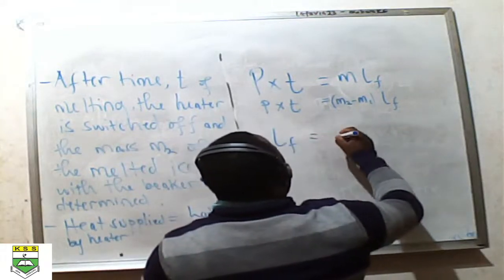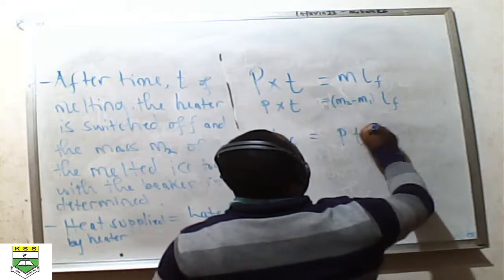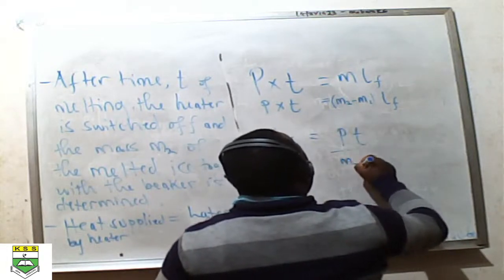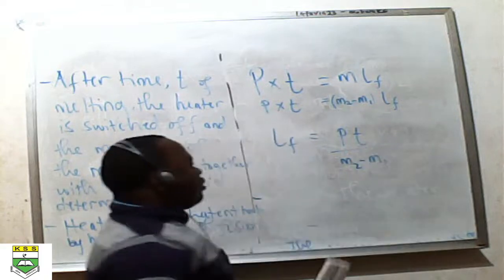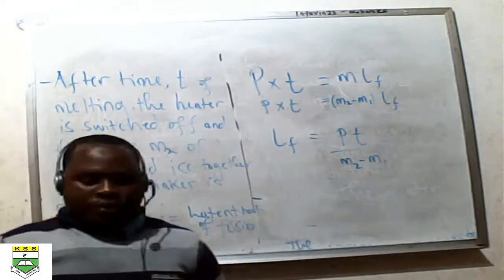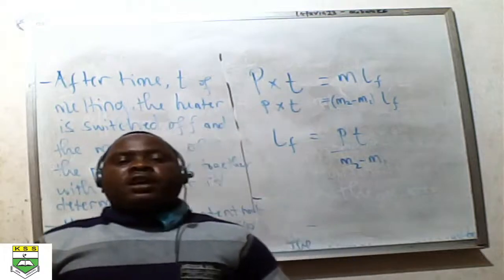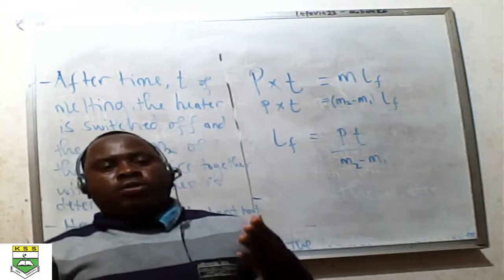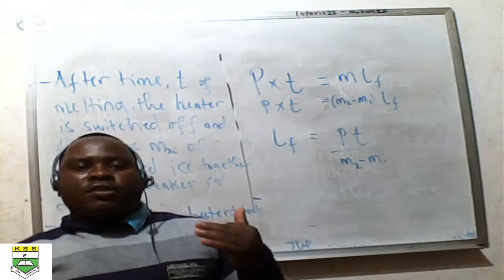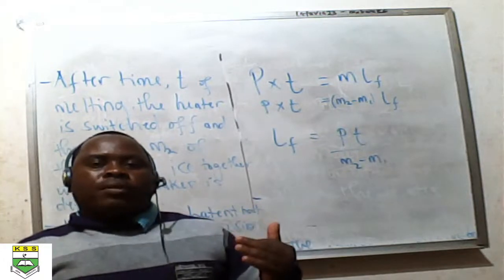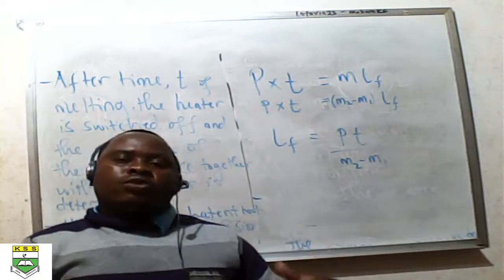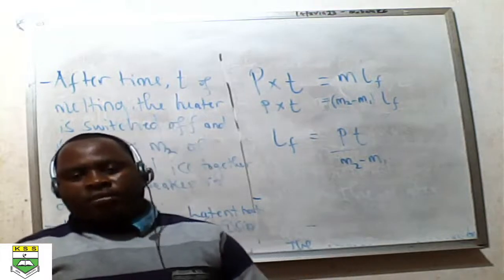Making LF the subject of the formula, we have PT over M2 minus M1. So that is the specific latent heat of fusion. Once again, I want to inform you that specific latent heat of fusion is the heat required to change 1 kilogram mass of a solid into liquid at a constant temperature.